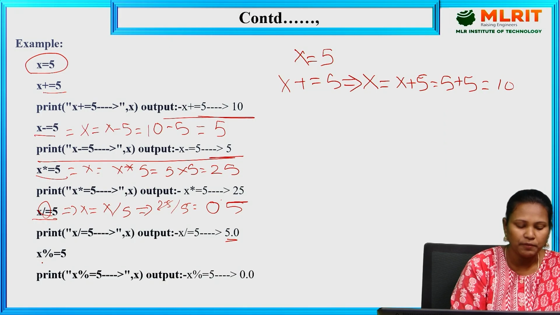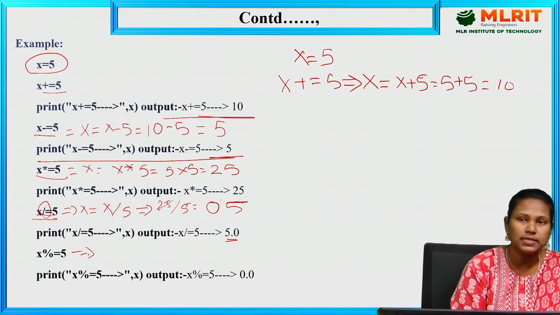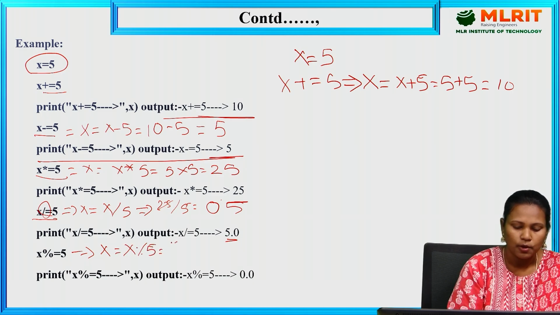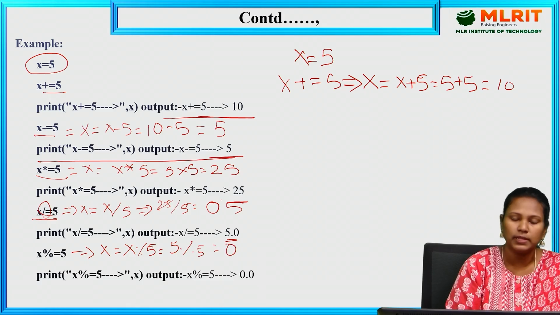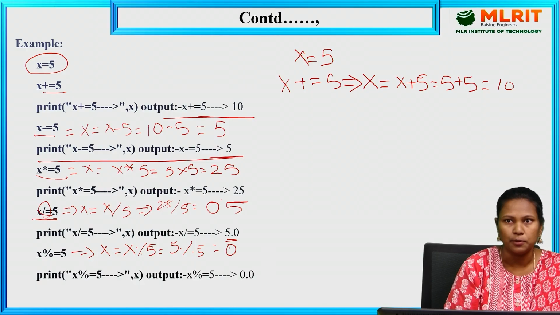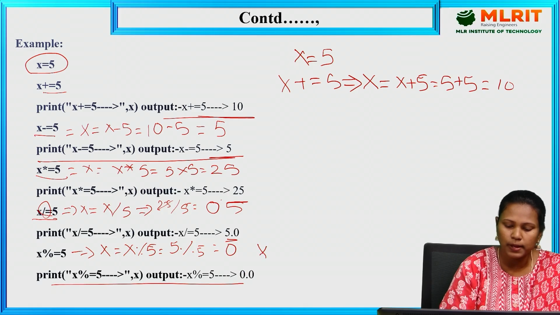The next one, we are performing the modulus equal to. Here the x value is 5. X modulus equal to 5 means x is equal to x modulus of 5. 5 modulus of 5 results in 0. The remainder value is 0, it will cancel one time. So we get the remainder value, that is 0. The resultant x value is now 0.